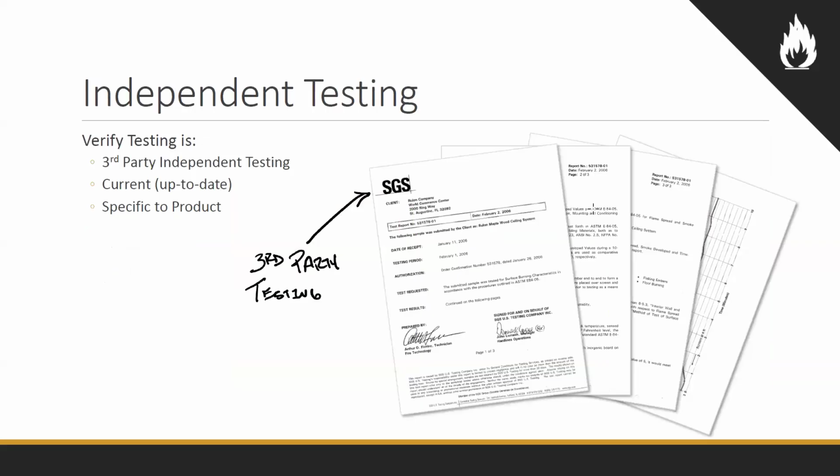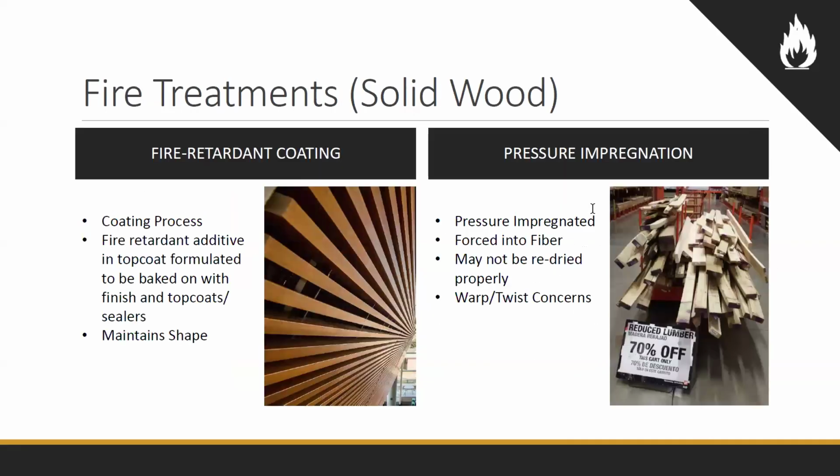No matter who you work with, ask to see the independent certification, make sure it's not expired, and make sure the certification that you have is for the system or product that is going to be on your project. And when the coating process is used, it is simple if we go through the fire retardant coating path, because then the coating is just added to the top coat and the material is able to maintain the shape.